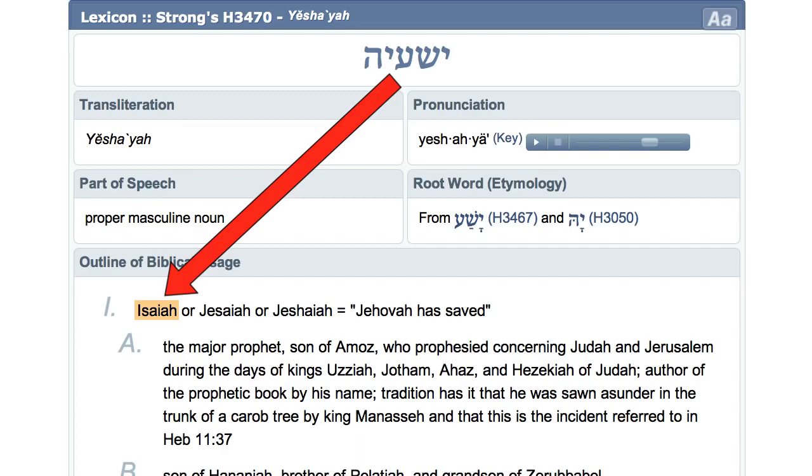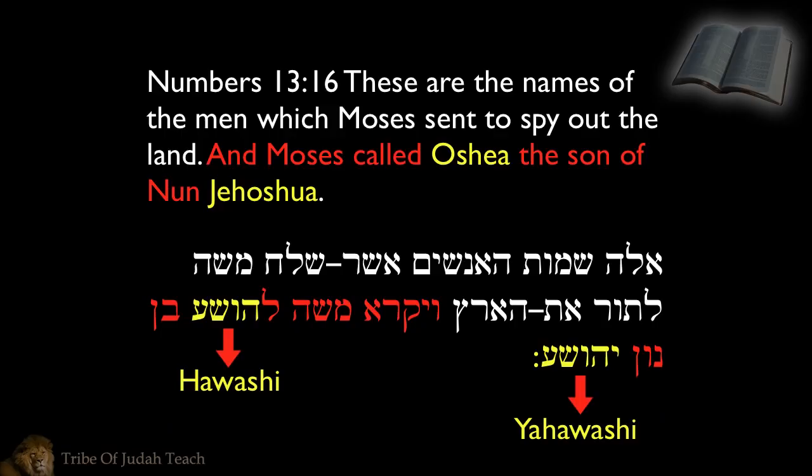We know that the Son of the Most High did not have the same name as Isaiah, so that doesn't work. But scripture and documentation proves that he did have the same name as Joshua. We know that Joshua's name in the Hebrew was Yahawashai. Therefore, we can correctly say that the Messiah's name was Yahawashai, because they had the same name.